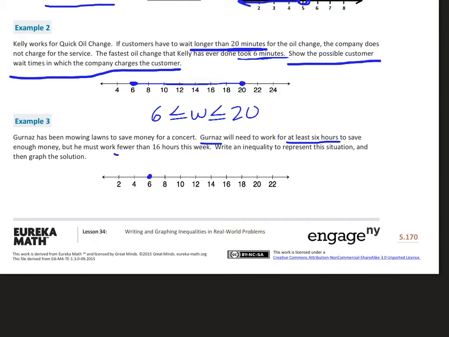But it must work fewer than 16 hours. So that means it cannot be 16. So I'm going to do the open circle. Kind of looks like a box, but it's a circle. And it could be anything in between here, right? So I'm just going to use H for hours. And I'm going to say that H has to be greater than or equal to 6, but it must be less than 16, not equal to. And that's the open circle. So how'd you do? Did you get that?